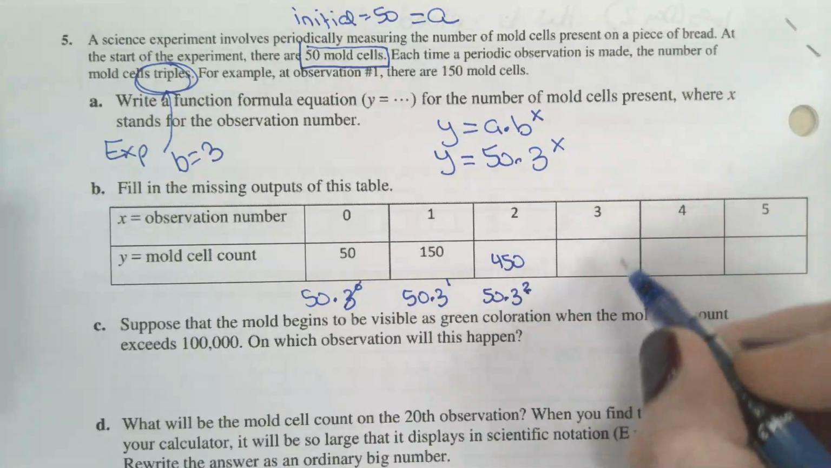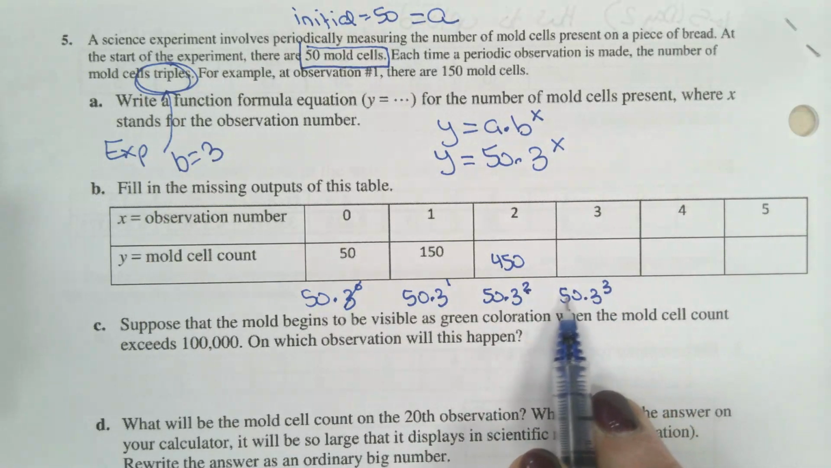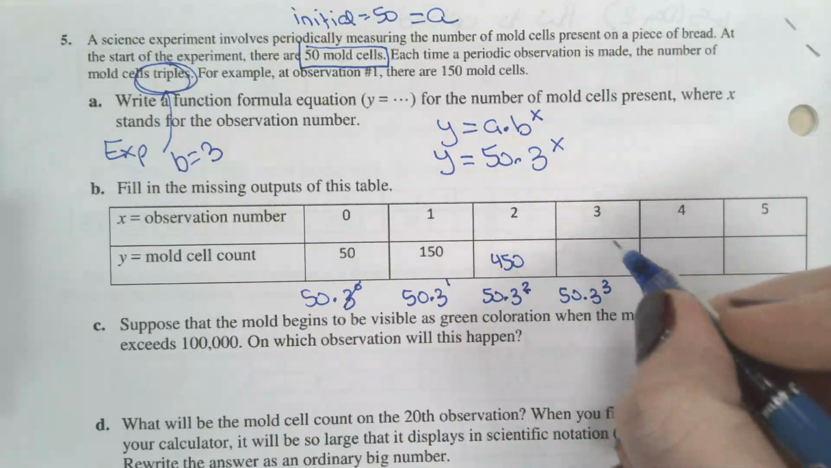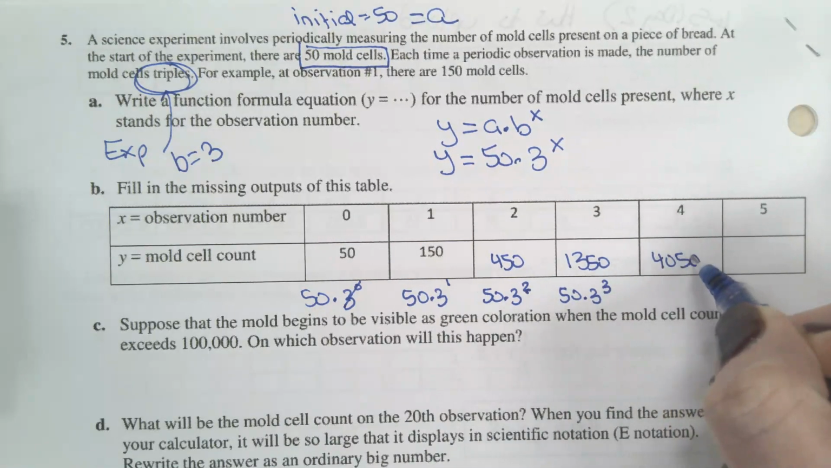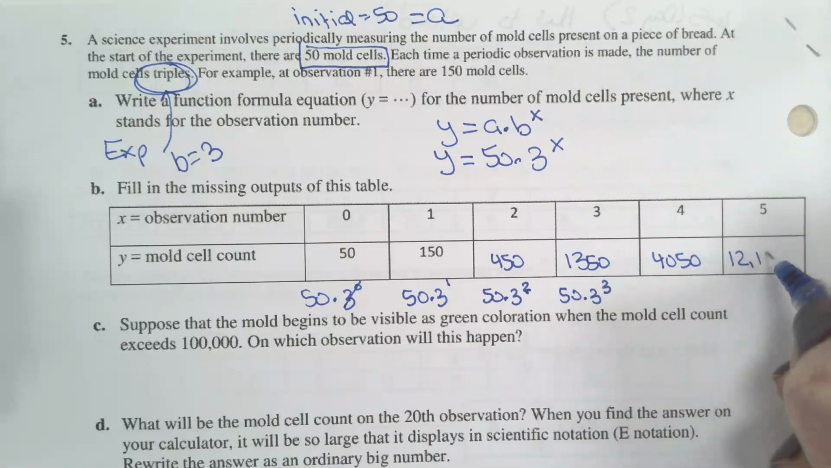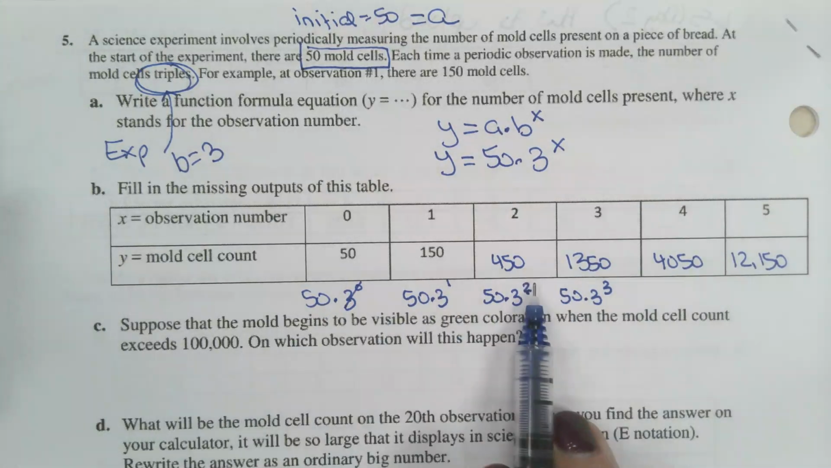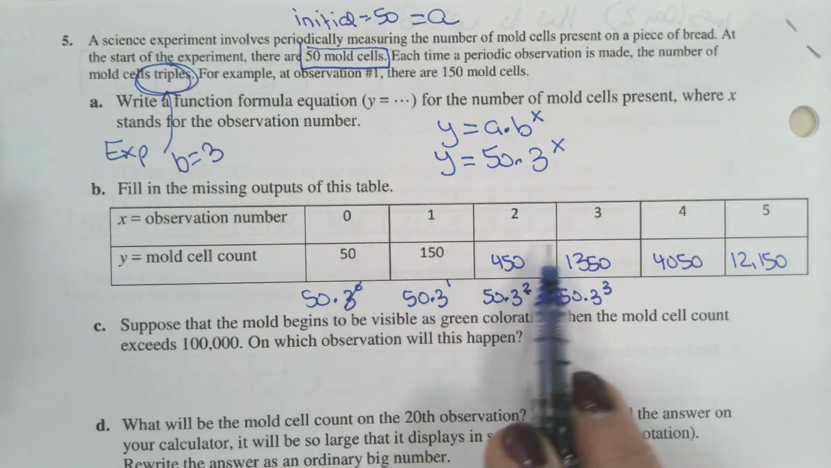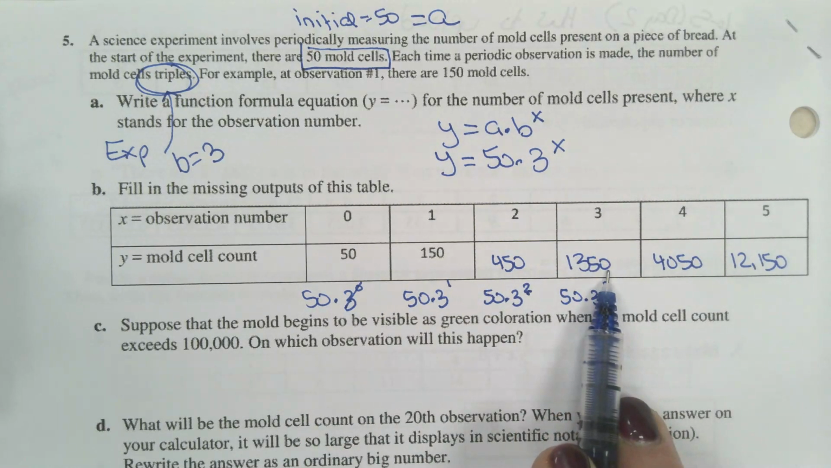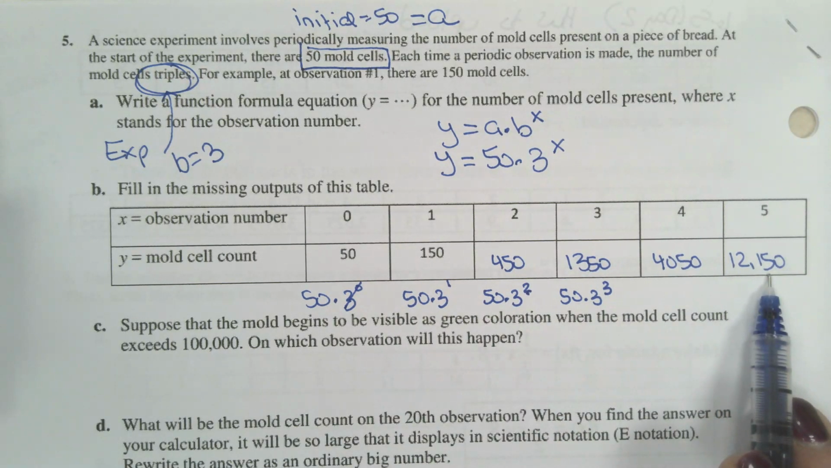And I kept repeating this process. 50 times 3 to the third. 3 to the third is 27, and 27 times 50 is 1350. I kept repeating this process. I got 4050 for the next one, and 12,150 for the last one. So this says at your first observation, I had 50 mold. At your third observation, I had 1,350 mold. And at the fifth observation, I had 12,150 mold cells present.